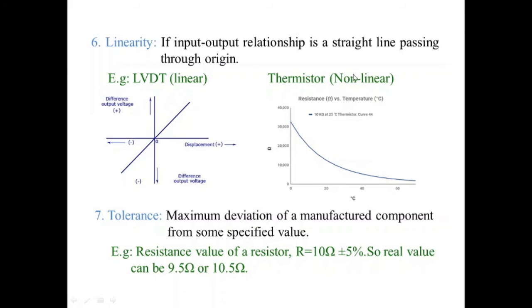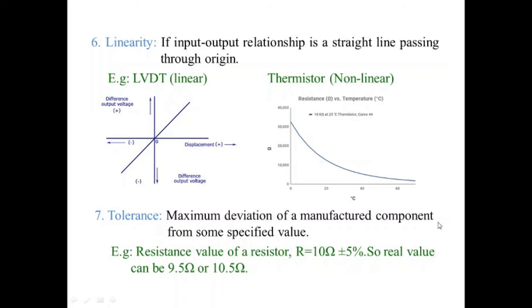Another one is the thermistor, which is a transducer. Here, as the temperature changes, the resistance value changes, and you can see that the curve is not linear.